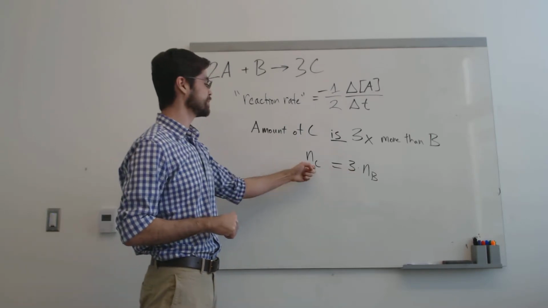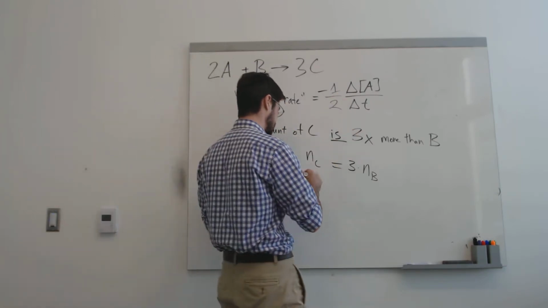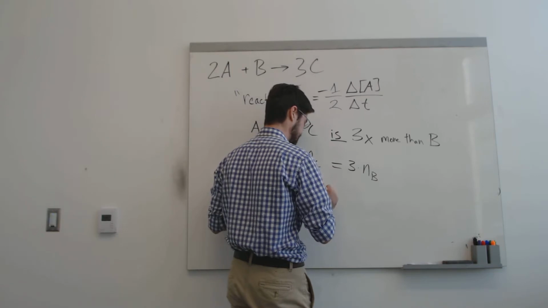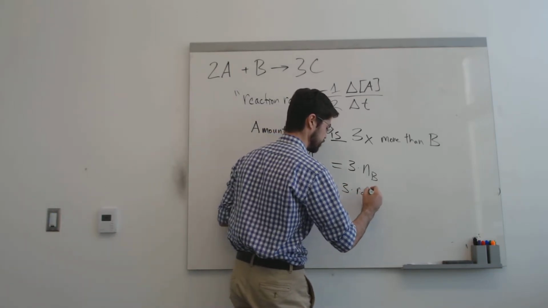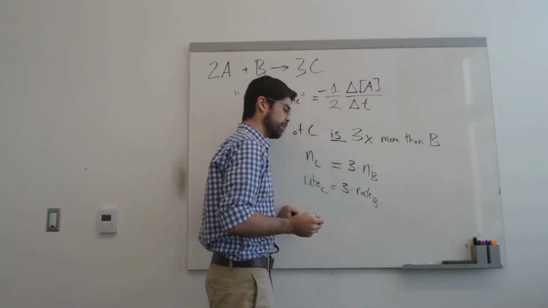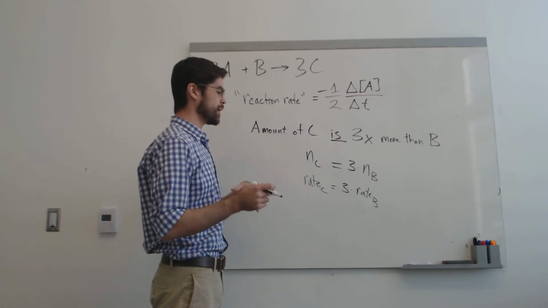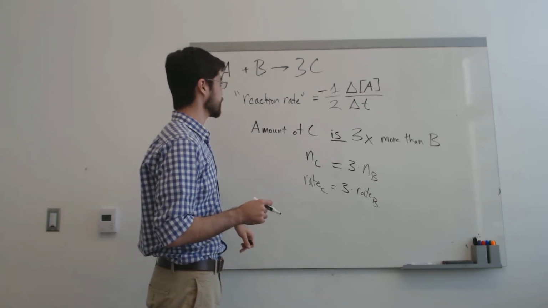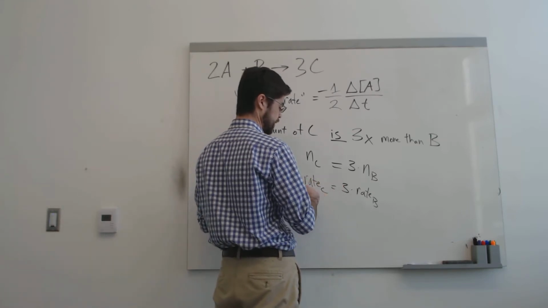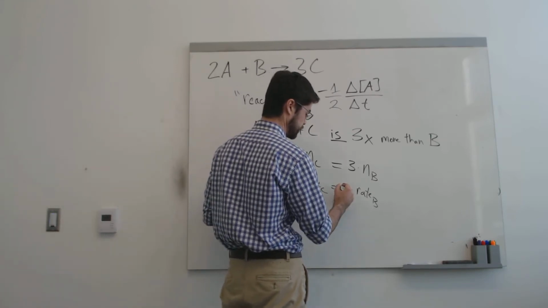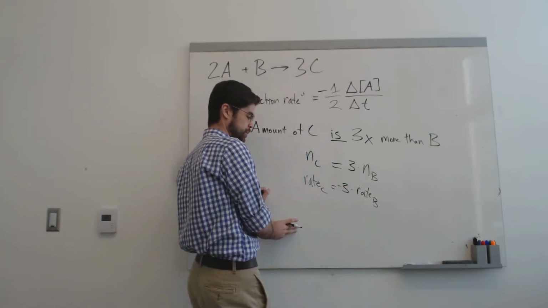If I translate the moles here into molarity and relate them to rates, I can say that the rate of change of C is 3 times larger than the rate of change of B. I should also have a negative sign here because I'm producing C, but I'm losing B. The negative sign takes that into account.